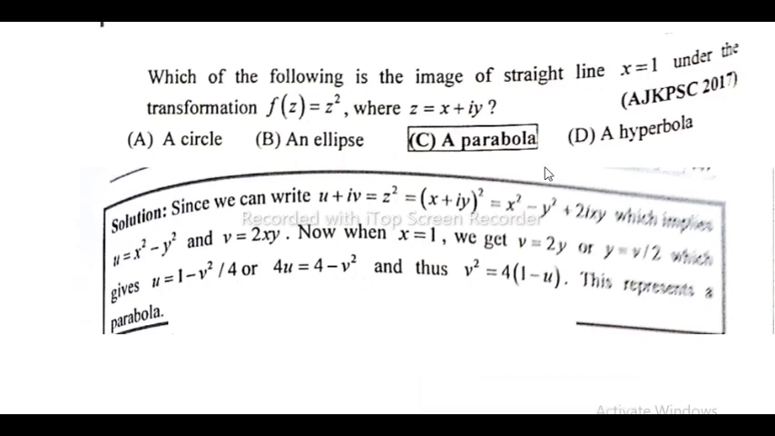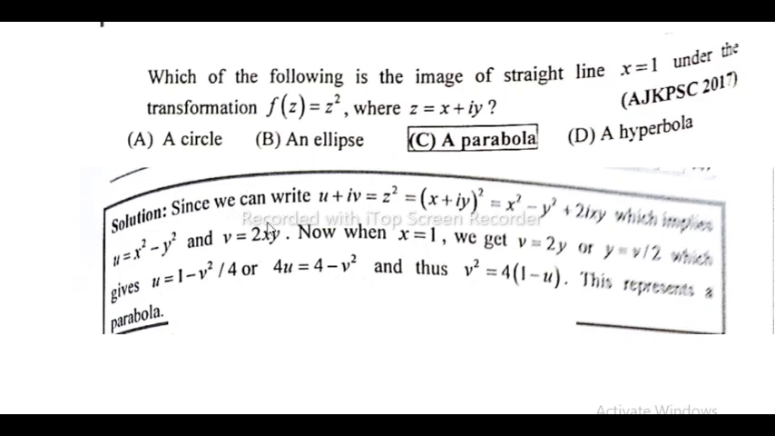Hello everyone, welcome to Mathematics Basic to Advanced Level. In this lecture, I will solve AJK PSC 2017 MCQ, that is, which of the following is the image of straight line x = 1 under the transformation f(z) = z², where z = x + iy.